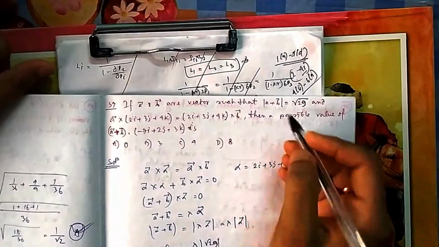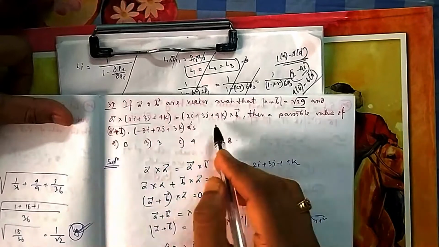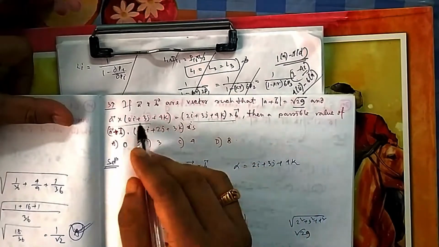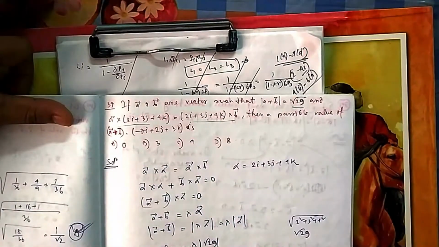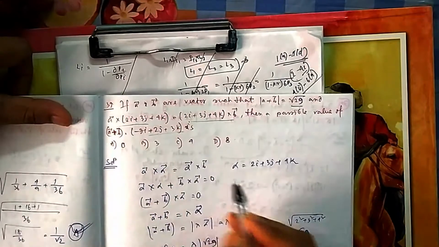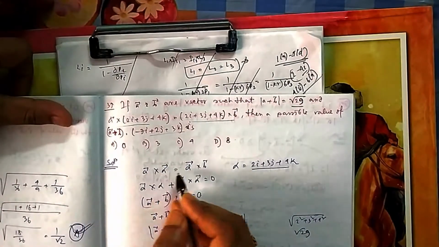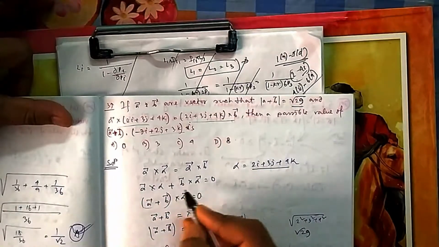Now A and B are vectors such that the magnitude of A plus B is under root 29, and this is given: A cross this is equal to this cross B. Again you can see these are the same vectors. So you can take something common by changing some sides. Then the possible values of A plus B dot this. So again, let me take it as alpha, because I am writing it so many times, so let's avoid writing it again and again.